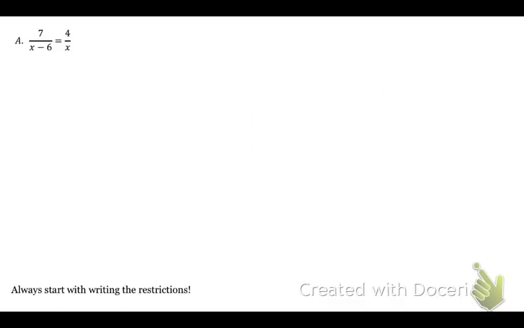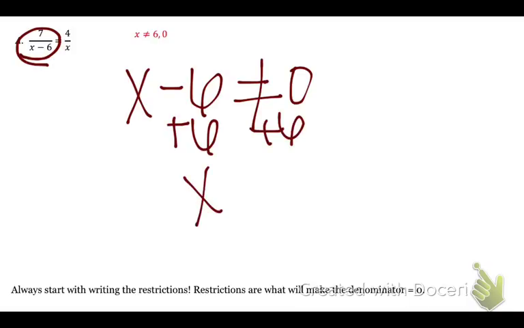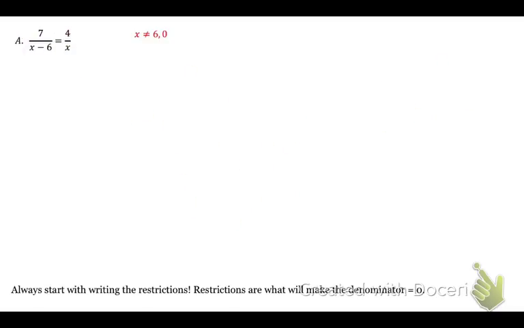But the restrictions are what's going to make the denominator equal 0. So here, in this case, it's going to be x cannot equal 6 and x cannot equal 0. And I'll show you how I got those. For x minus 6, that cannot equal 0. I just need to get x by itself, so I'm going to add the 6 over, and you get x cannot equal 6. Then from this piece right here, you get x cannot equal 0. Now we have our restrictions. That's the very first step every single time.